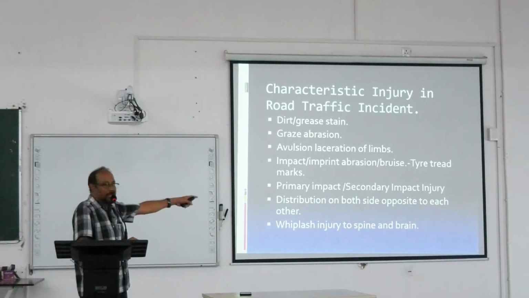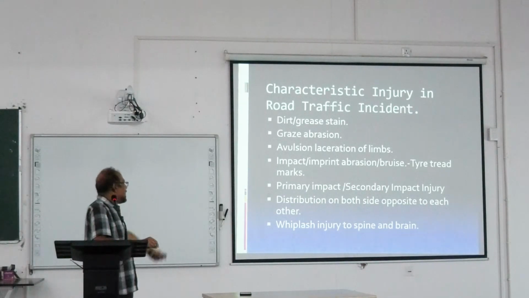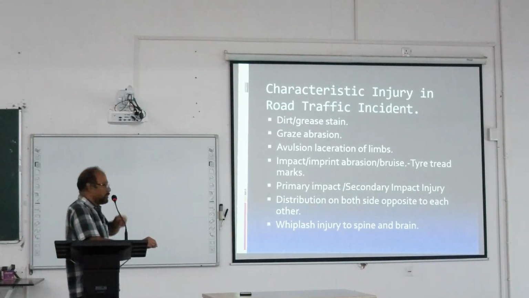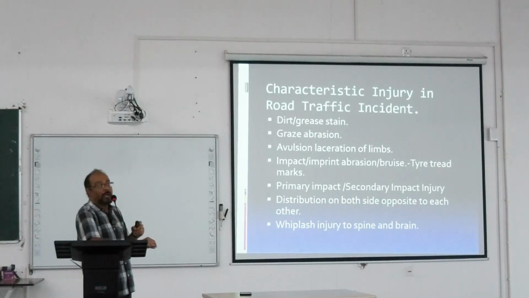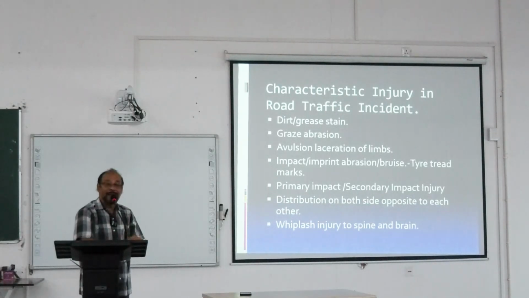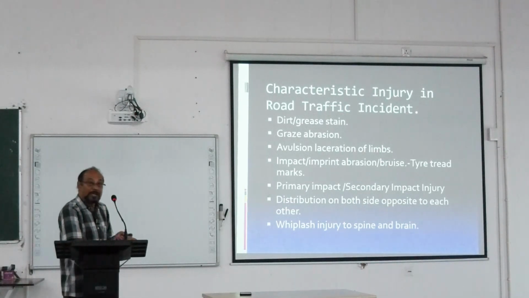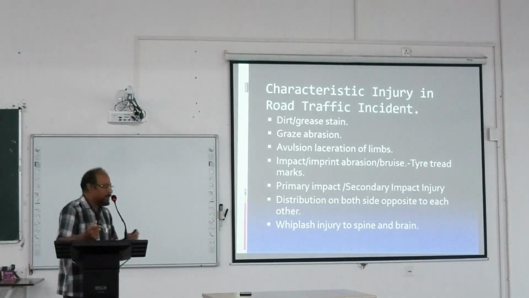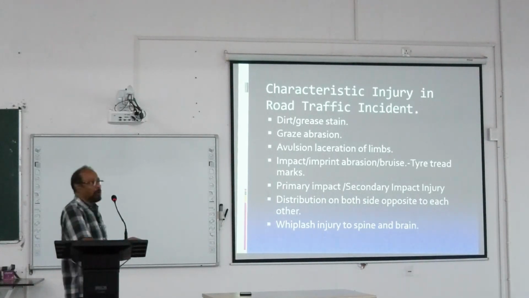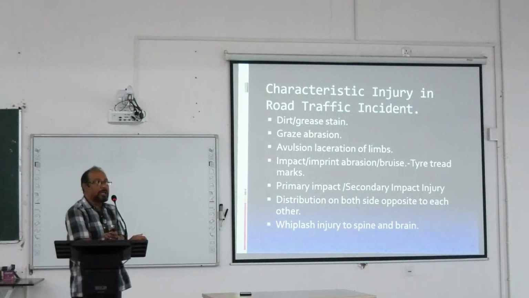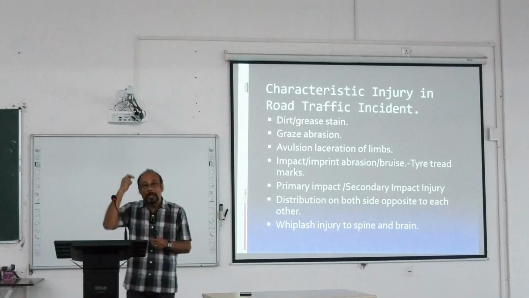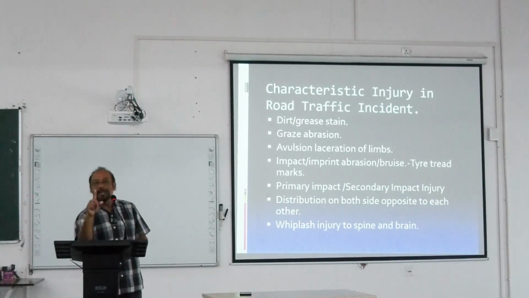And primary impact injury, secondary impact injury, I already discussed. Distributions are on both sides, opposite to each other. Particularly, fall from height is a little different from road traffic. It can occur on both sides, hit on this side and fall on the opposite side. This peculiarity is actually characteristic of road traffic. Some characteristic injuries occur in rotation and whiplash injury to the brain. So what characteristic injuries occur in a road traffic injury? These are the things: grease and dirt stains, by which we can identify them.